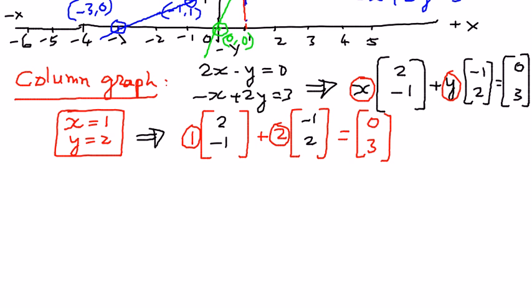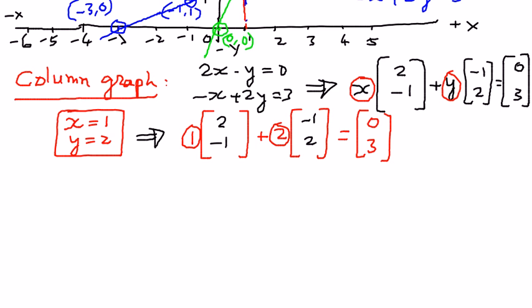So given that information, the geometry part, we can use geometry to visualize this, and we can draw the column graph now. We want to be able to see how we can mix these columns to arrive at 0, 3. If we are given values of x and y in this equation, we come up with a unique set of values for x and y, and the values of x and y here are 1 and 2.